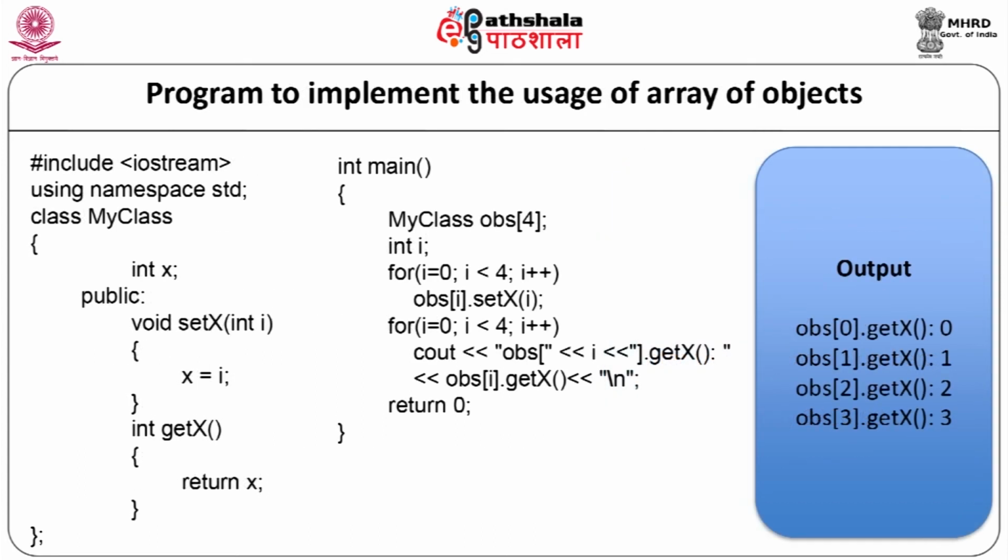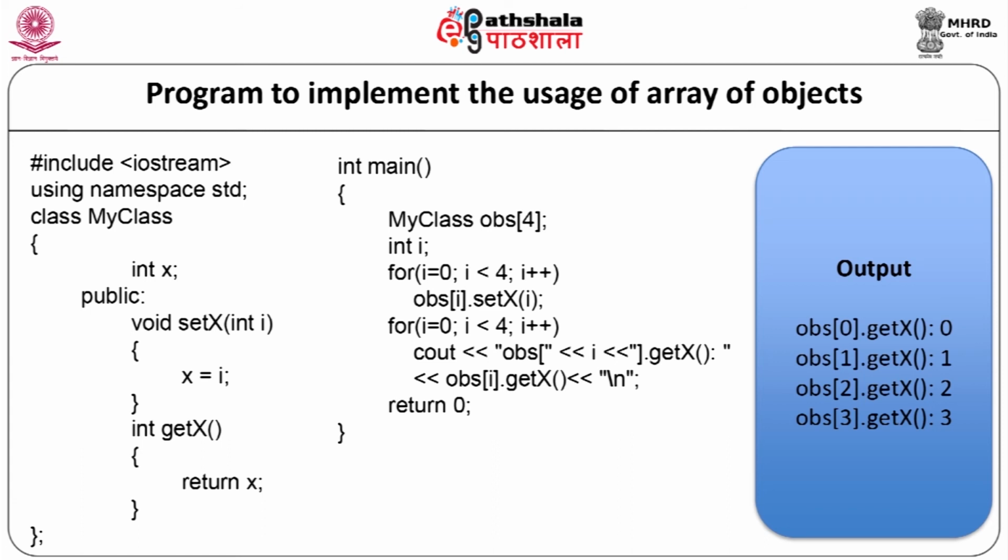Now, let us see a program to implement the usage of the array of objects. #include <iostream>, using namespace std. Here the class will be declared as class MyClass. Integer x is a private data member. In the public section, we will declare the member function void setx(int i), x = i, int getx, return x, and the member function will end and the class will end.